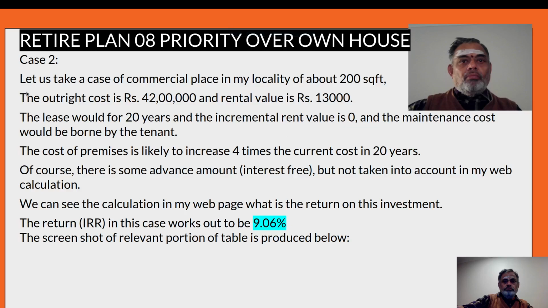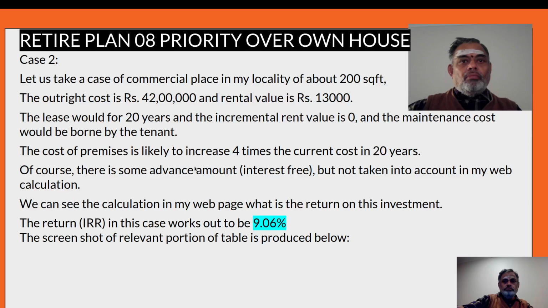Let us take case 2. Let us take the case of a commercial place in my same locality of about 200 square feet. The square footage is less, but the cost is almost the same. The outright cost is 42 lakhs and the rental value is 13,000 rupees. The lease would be for 20 years and the increment will be 0, as for commercial people. And the maintenance cost would be borne by the tenant during this period.